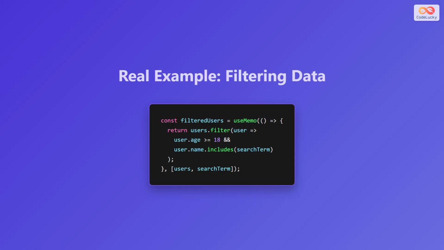Let's look at a real-world example. Here, useMemo is used to filter a list of users based on age and search term. The filteredUsers variable will only update when the users or searchTerm variables change. This is much more efficient than filtering the data on every render.